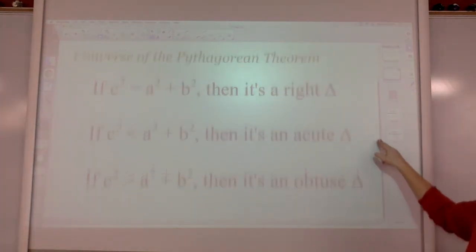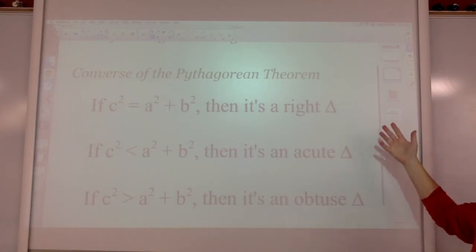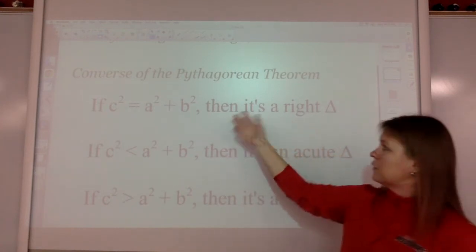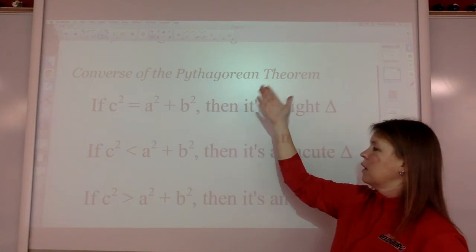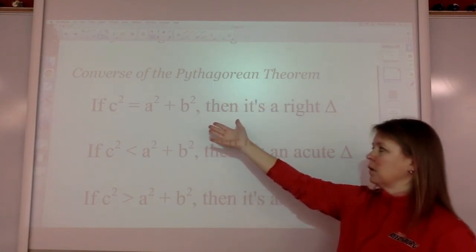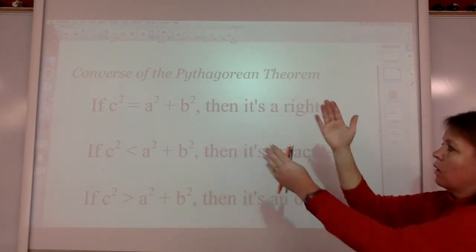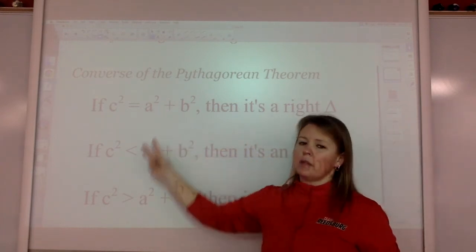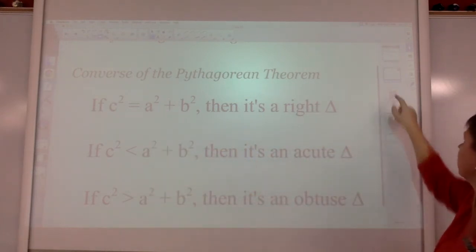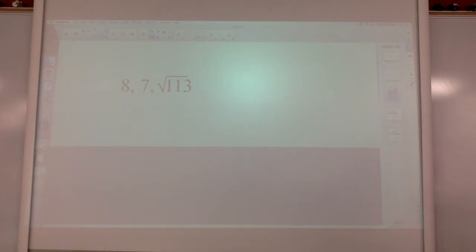So not only are we writing the Pythagorean theorem in the reverse order, but we're also doing the converse of the whole thing. Normally we would say, if it's a right triangle, then a squared plus b squared equals c squared. We're reversing the order of the statement and reversing the order of the Pythagorean theorem, just to make sure that the English matches the math.